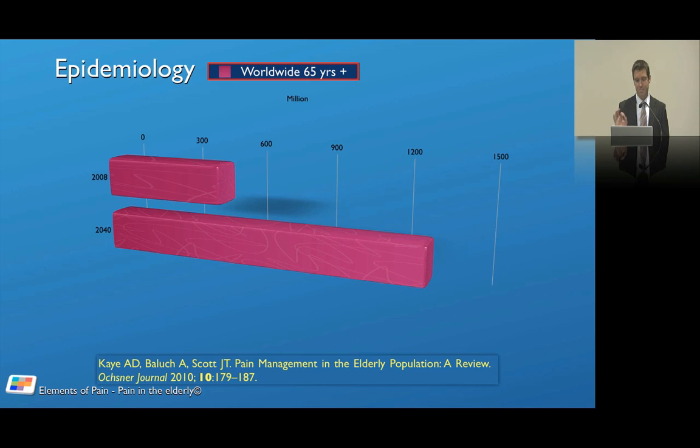In 2008, and this is in millions, we probably got about 300, 300 to 500, I beg your pardon, 500 million adults over 65 years old worldwide. If you look at those numbers in 2040, which is not that far away into the future, over 1 billion, so that's 1.3 billion people are predicted to be over 65 years old. That is a huge jump. These people are going to have musculoskeletal problems. These people are going to have cancer and cancer pain treatments. These people are going to have pain. It's going to be a huge problem.